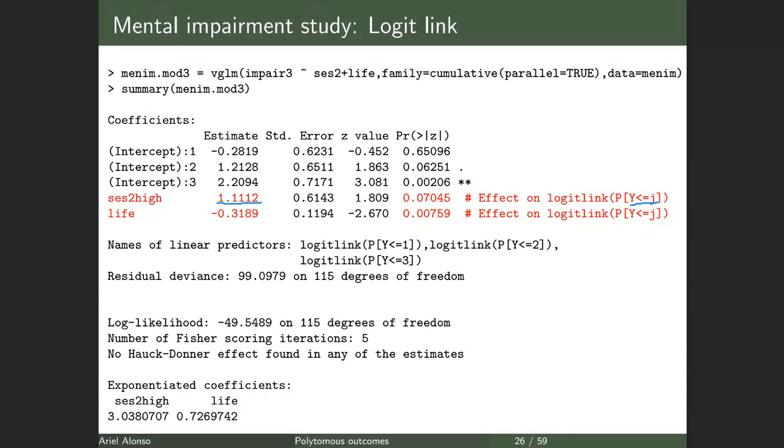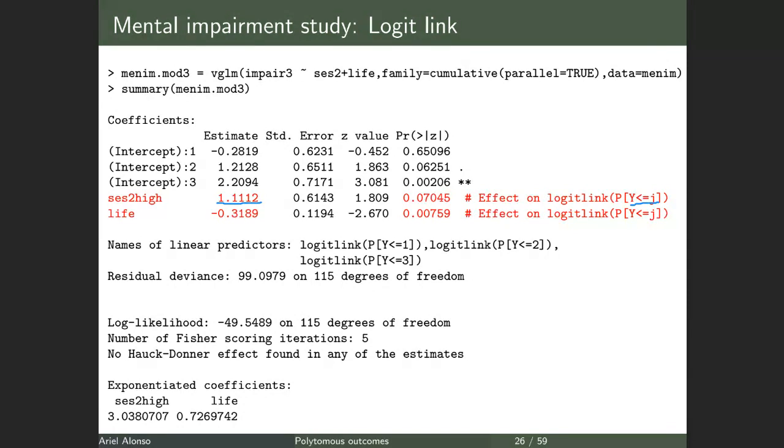So people that are in a higher socioeconomic status always have a larger probability of being towards the lower end of the scale, which is good, than people that have a low socioeconomic status. And the opposite for life events: it is negative. So any increase in the number of life events will decrease your probability of being in the lower end of the scale. And now we are considering the logit link.